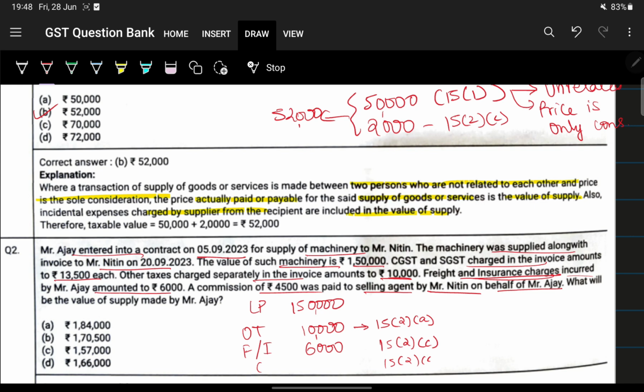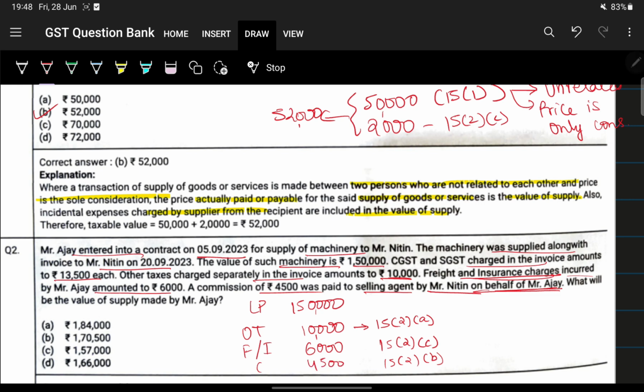Or rather, here they're talking about this commission being paid on behalf of Mr. Ajay, meaning the recipient is paying to a third party on behalf of a supplier, meaning this will come under clause B, actually not clause C, it will come under clause B, because the recipient is paying to a third party on behalf of the supplier, right? So this 4,500 will also be added.